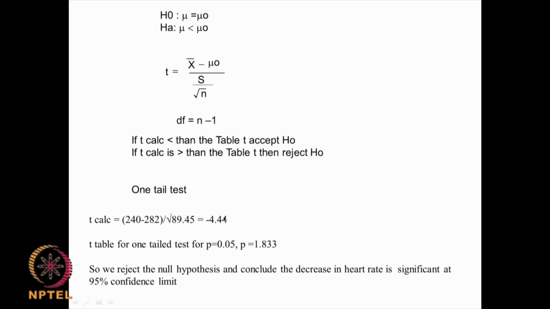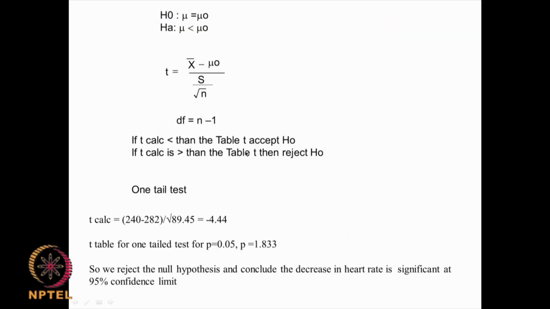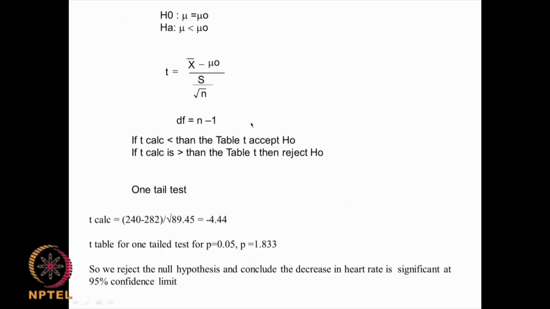Now let us go to the t table. If I go for one tail test for p is equal to 0.05, I need to look into this region. So I get 9 degrees of freedom, because there are 10 rats, so 10 minus 1 is 9. So it is 1.833. So t from the table is 1.833, t calculated is minus 4.44.